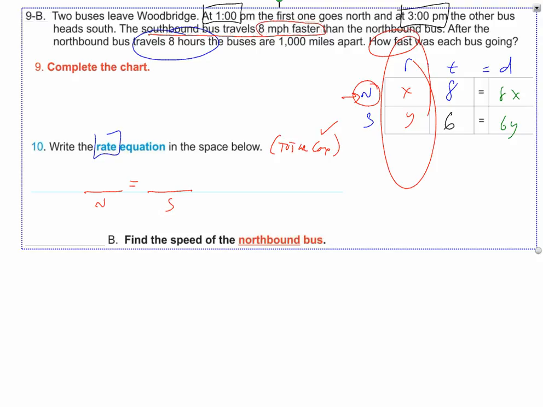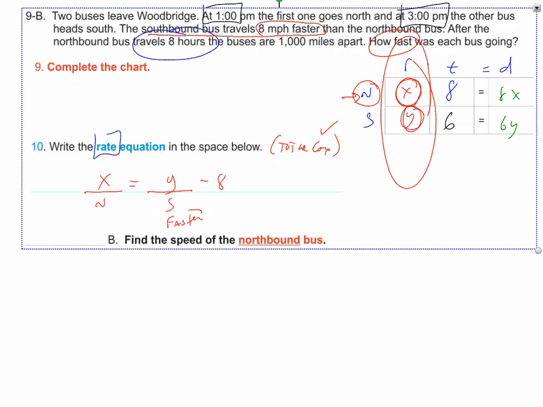Again, the south is faster. So again, how do I get the rate for the north? I read it off my chart. X is the rate for the north. Y is the rate for the south. 8 miles per hour is a rate. If it's faster, I've got to take 8 away from the faster one, or I could add 8 to the slower one. So some of you had x plus 8 equals y. That's fine. You're good. You could add 8 to the left or take away 8 from the right.